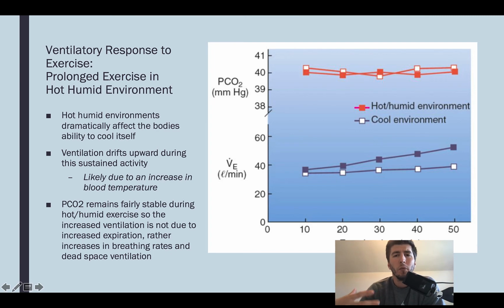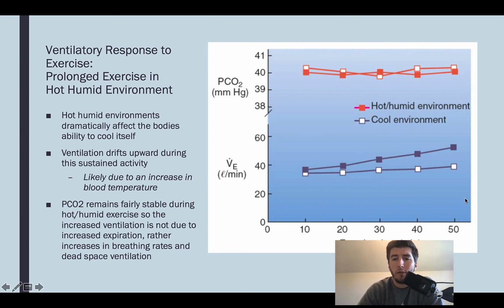So what about when we exercise in a hot, humid environment? We already know that we start seeing changes in plasma volume, right? We talked about that last week. We start seeing evaporative sweat losses, so we change our plasma volume. What happens to our respiration? What happens to our ventilation as we're exercising in a hot, humid environment?